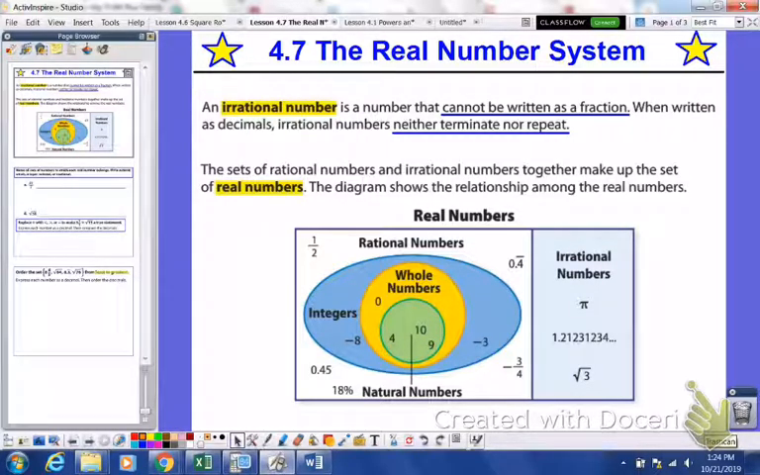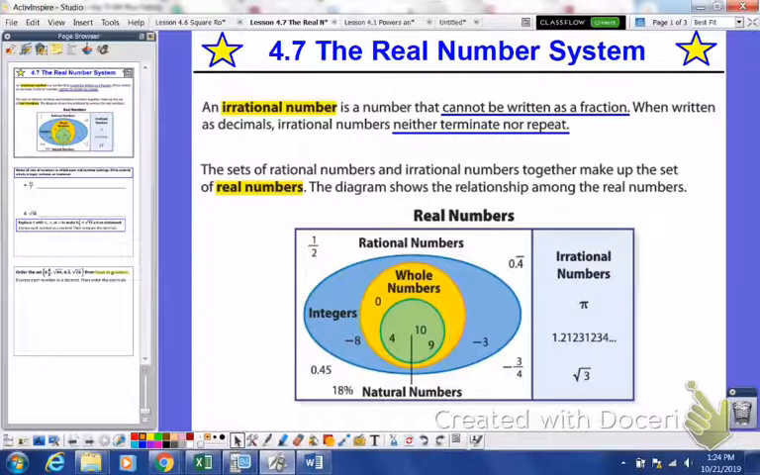So we focused last chapter on rational numbers. In this lesson, I want to focus on the irrational numbers since we've been talking about square roots. So the sets of rational numbers and irrational numbers together make up the set of real numbers. We already said earlier this year that everything we do this year deals with real numbers. The diagram shows the relationship among the real numbers.